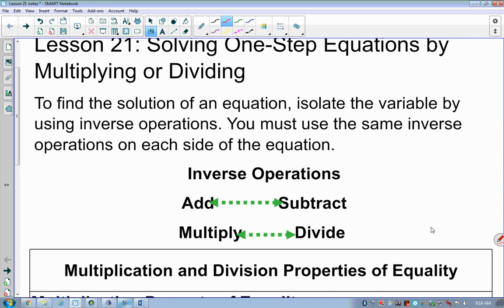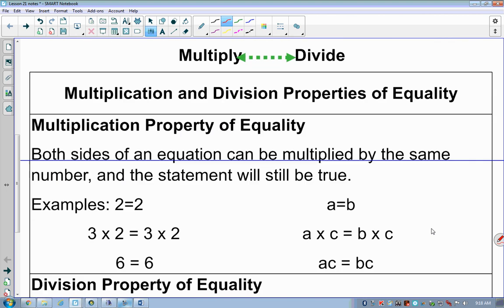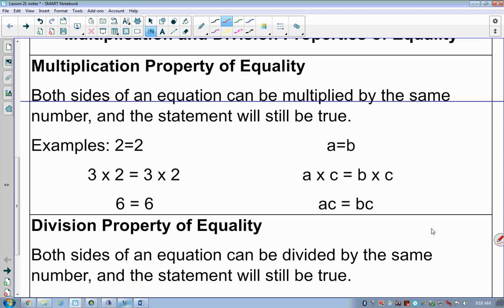So what's the opposite of addition? What's the opposite of subtraction? What's the opposite of multiplication? What's the opposite of division? We're looking at the multiplication and division properties of equality today. So 3 times 2 equals 3 times 2, that whole thing. Division properties are essentially the same thing.